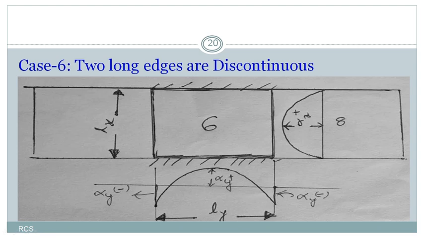So there, for calculating alpha y, Ly by Lx ratio, we required alpha y positive and negative, and for calculating alpha x we required only one value, that is a midspan alpha x value, right? So by using this alpha x positive we can calculate Mx. By using this alpha y positive and negative, we will calculate My values.